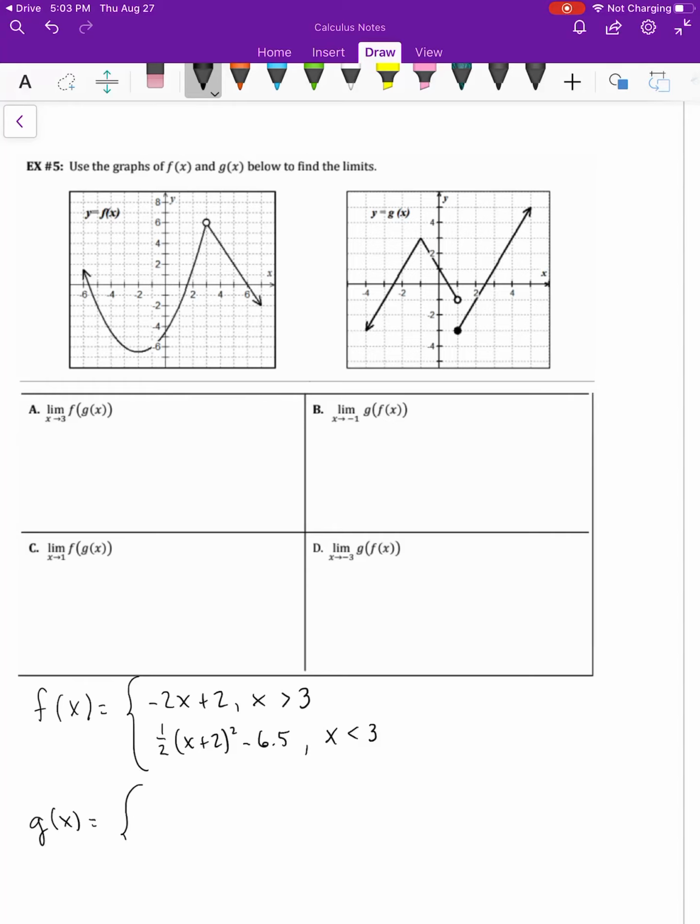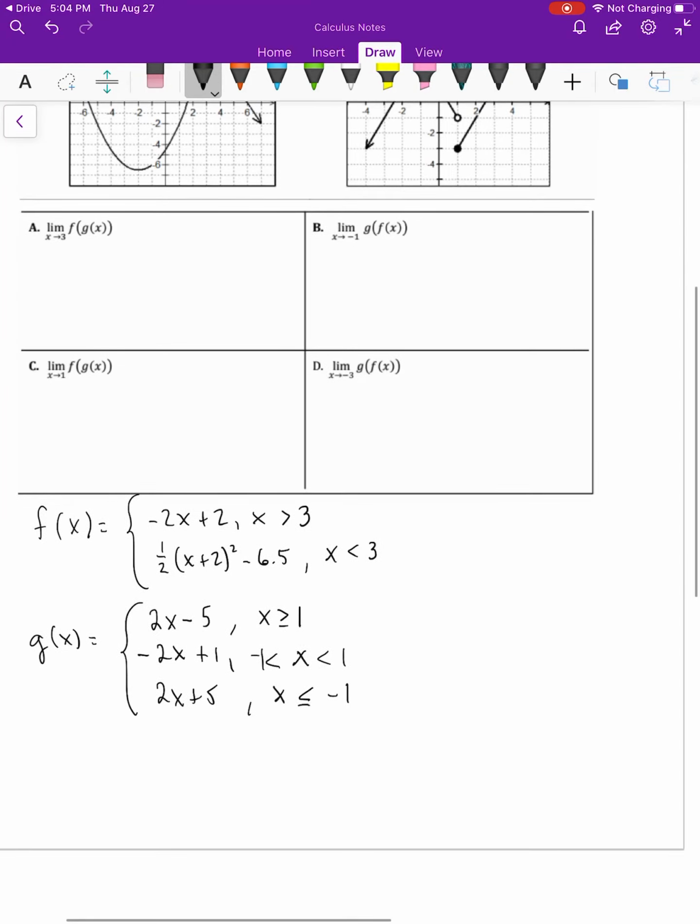Your g of x function is 2x minus 5 when x is greater than or equal to 1, negative 2x plus 1 when x is between negative 1 and 1, and 2x plus 5 when x is less than or equal to negative 1.